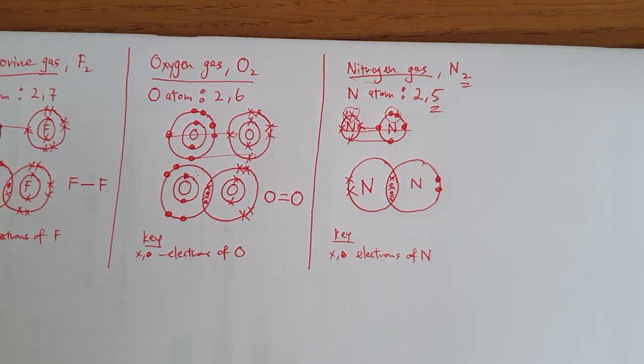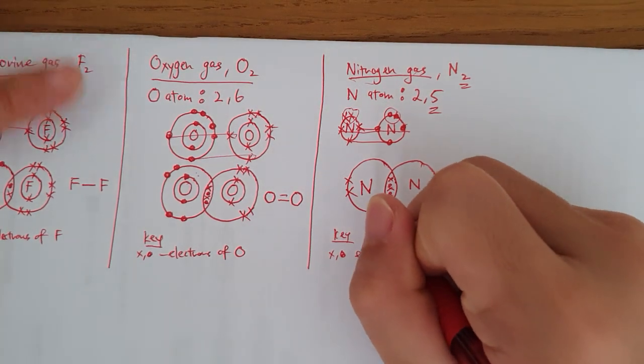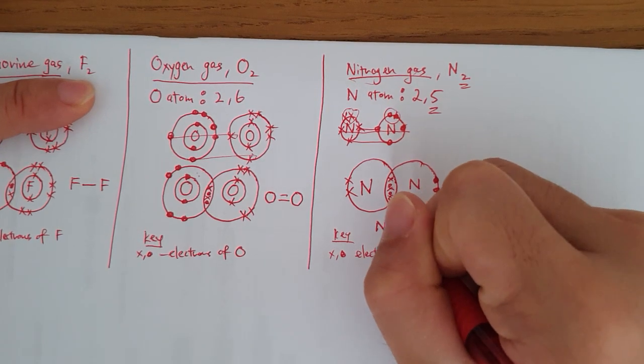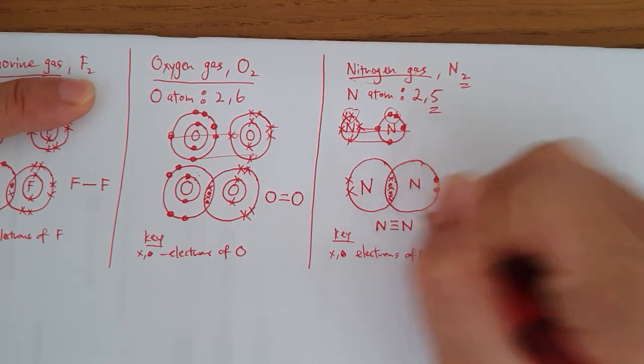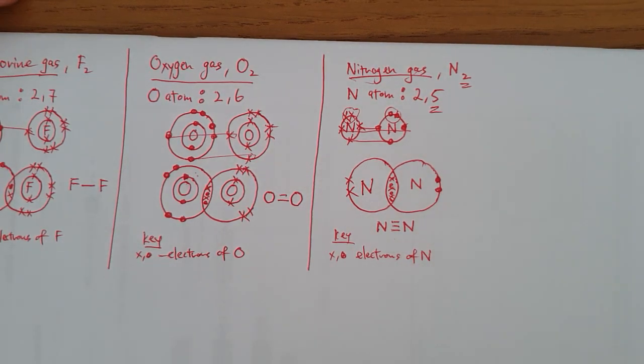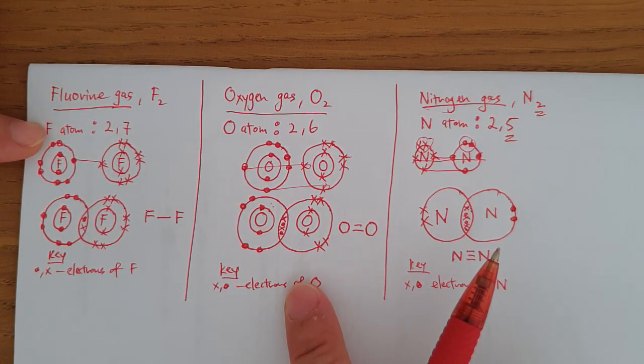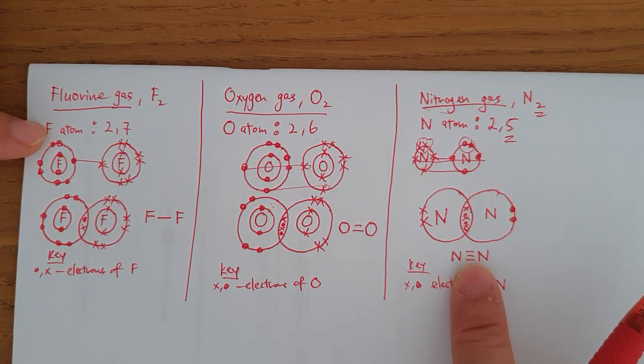So this is how your nitrogen gas N2 will look in terms of the dot and cross diagram. Of course, the structural formula will be N, 1, 2, 3. You'll draw 3 lines. So this represents a triple covalent bond. Alright, so we've taken a look at your fluorine gas, oxygen gas, as well as your nitrogen gas.